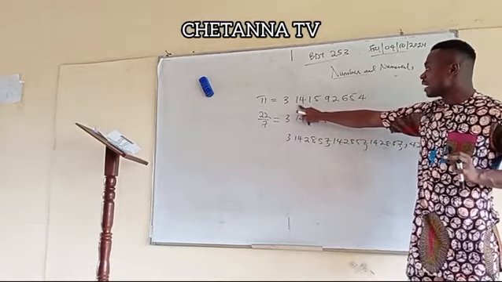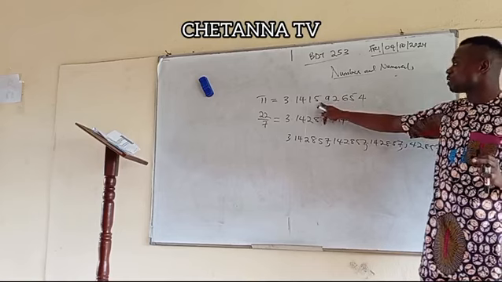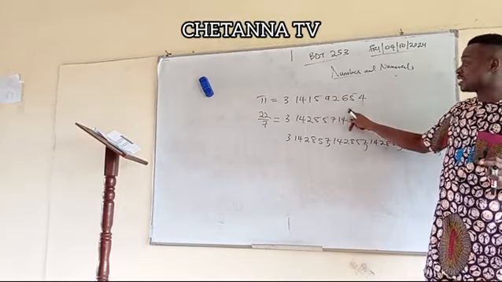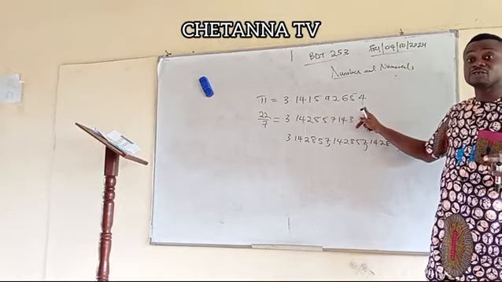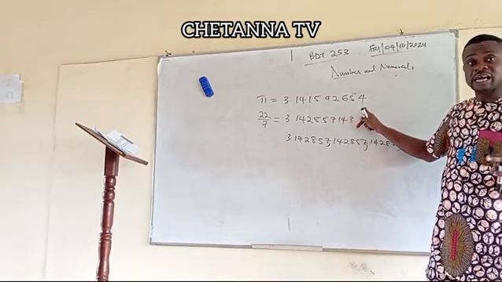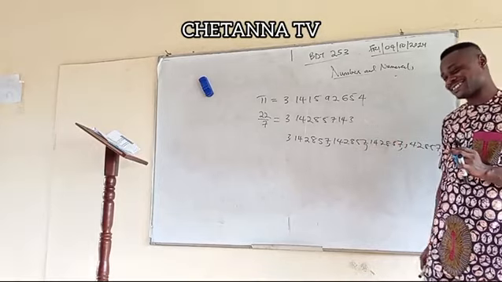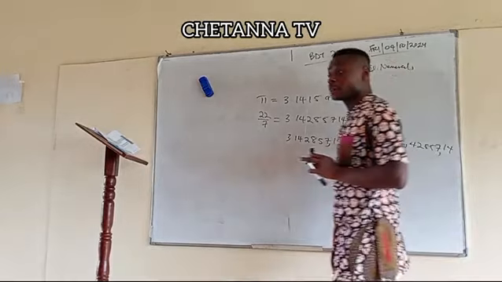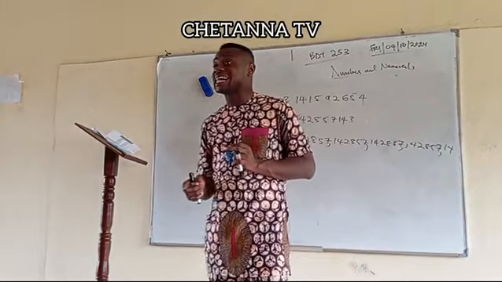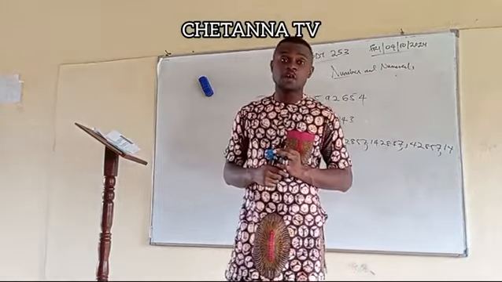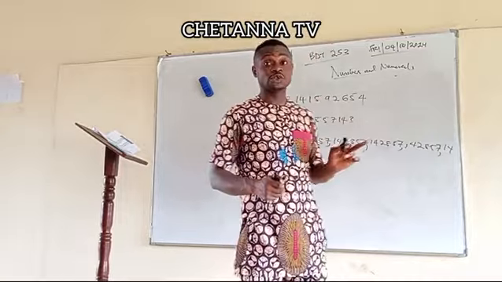But look at pi. Pi has no end. Pi has no pattern. It's scattered. So pi is an irrational number. While 22/7 is what?